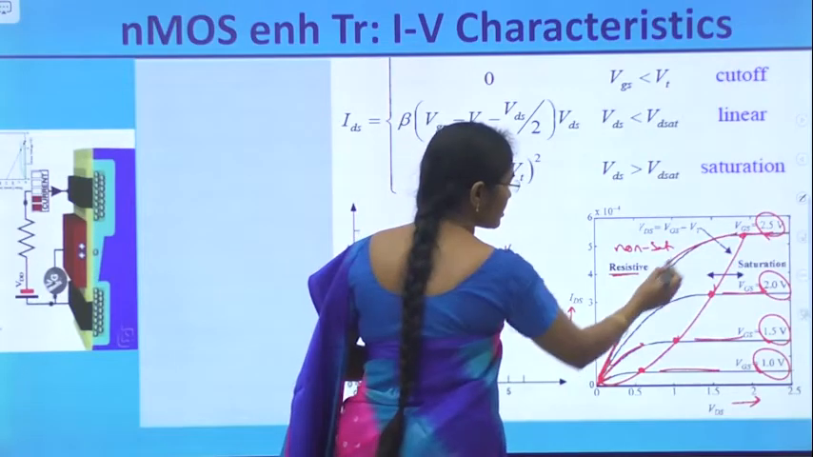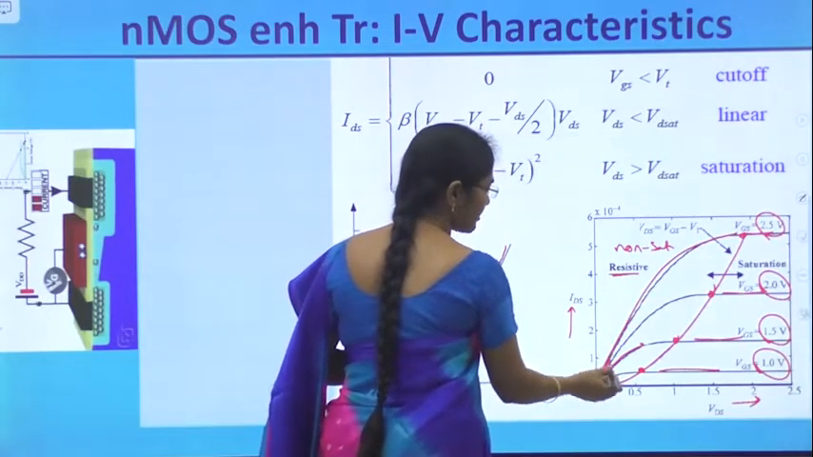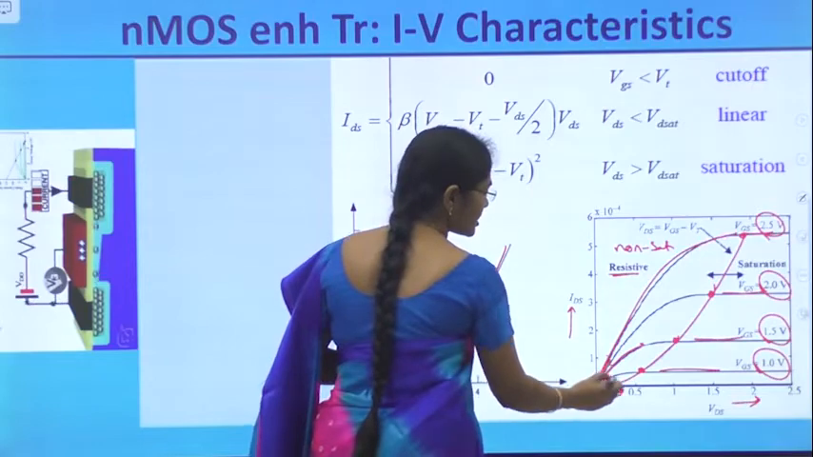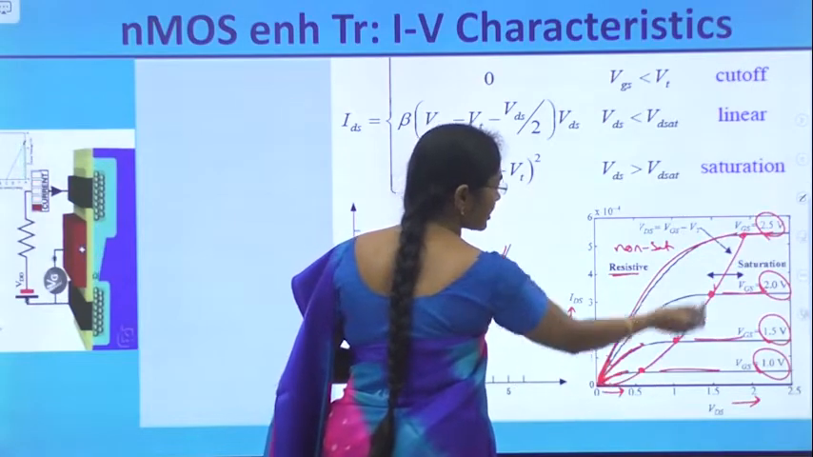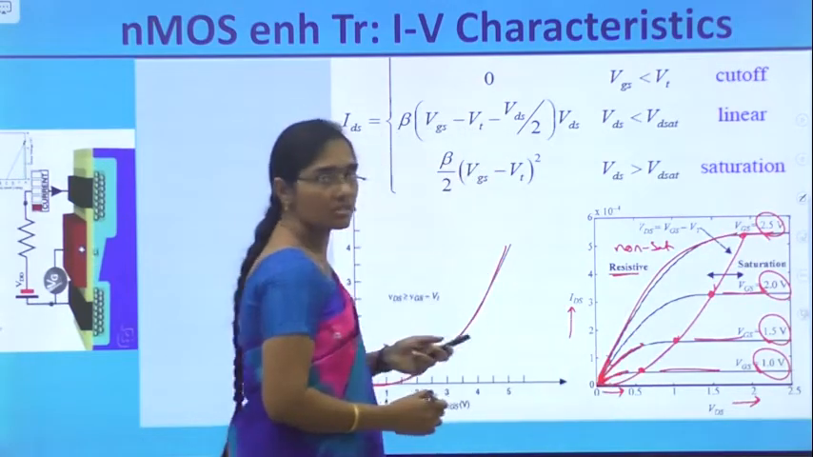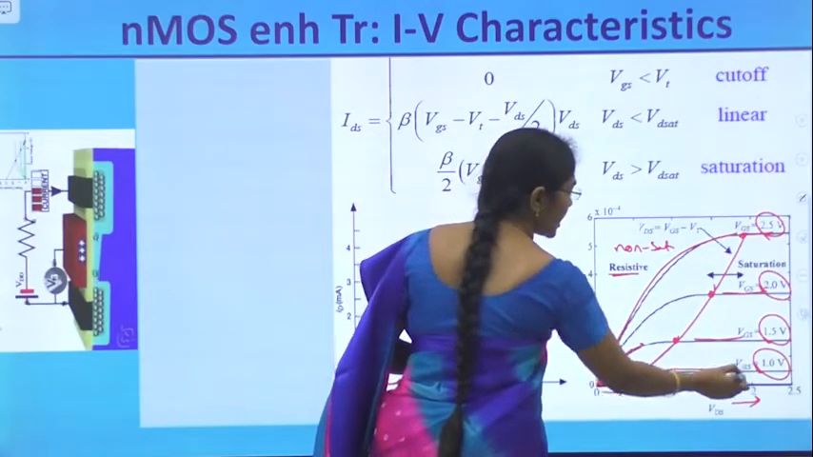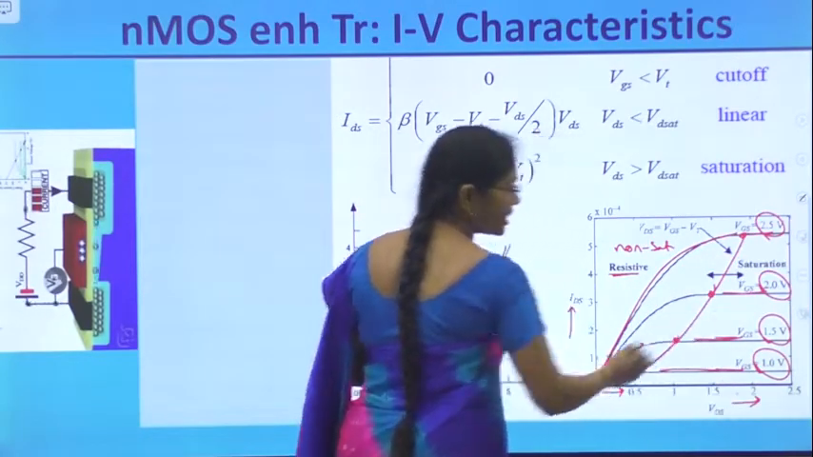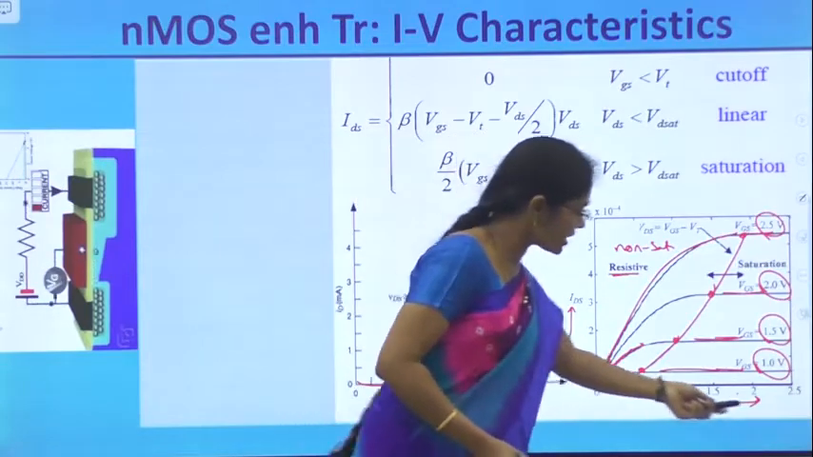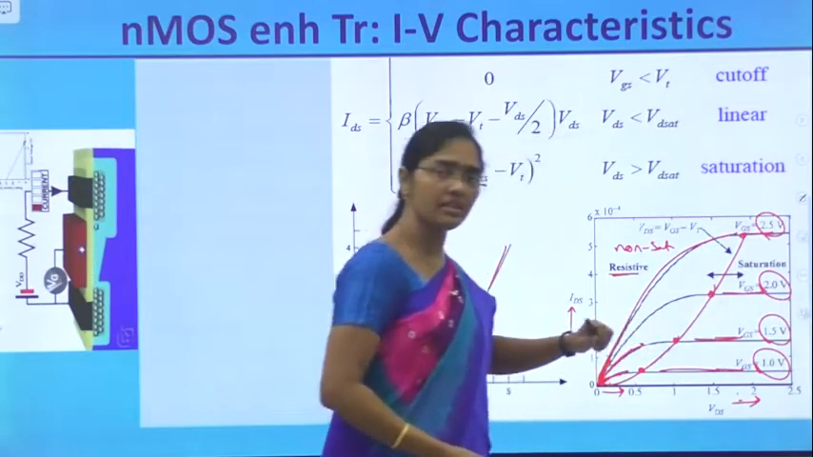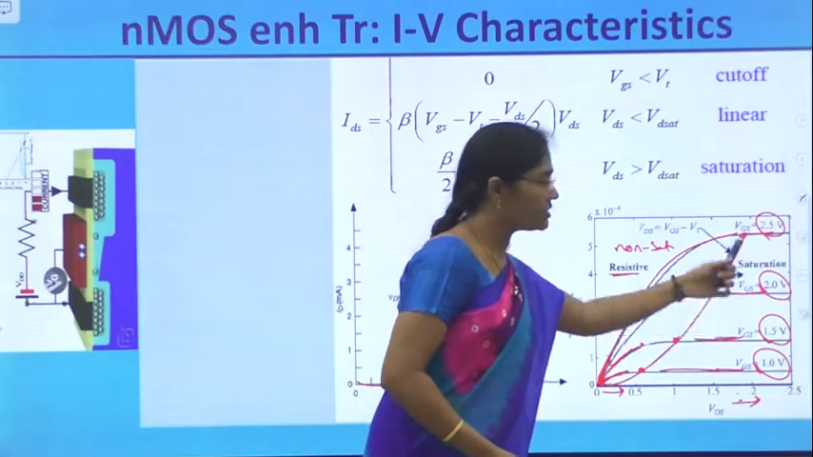So, in this, it is a function of both VGS and VDS. If VDS is increasing, current is increasing, and for different VGS values, the current is increased. But in the saturation region, the current is constant with respect to VDS. Even though VDS is changed, current is not changed, it is constant, but it varies depending upon the VGS.